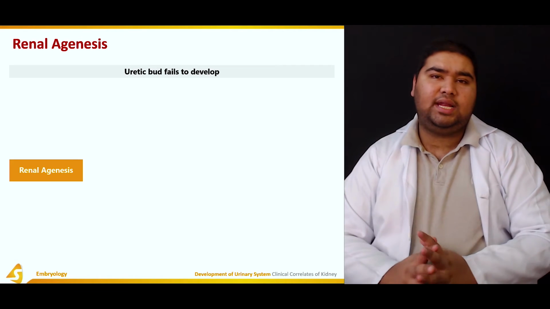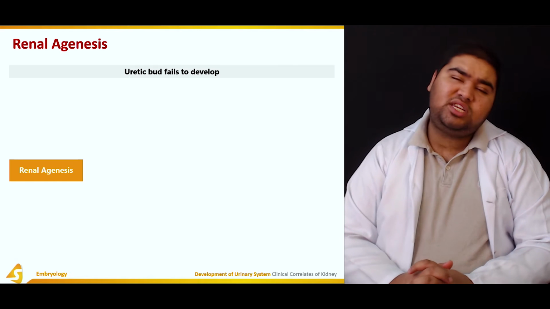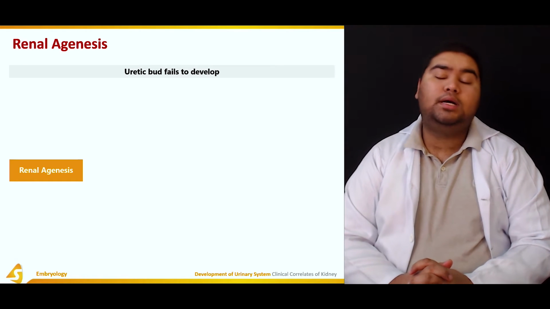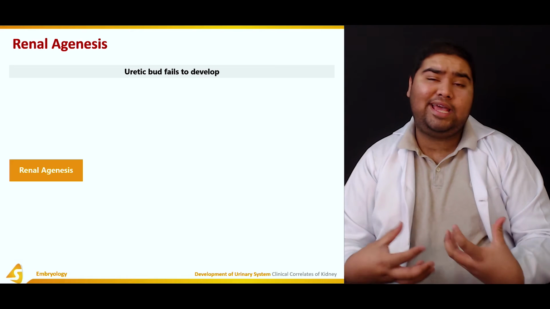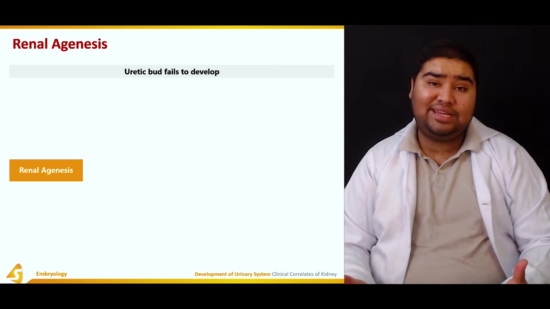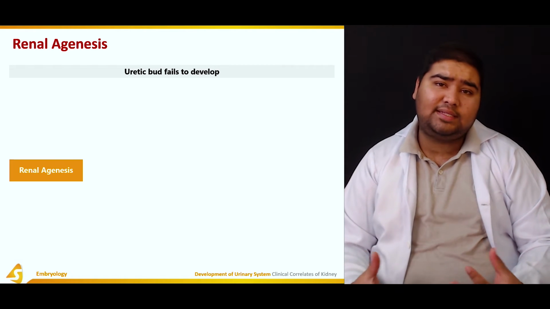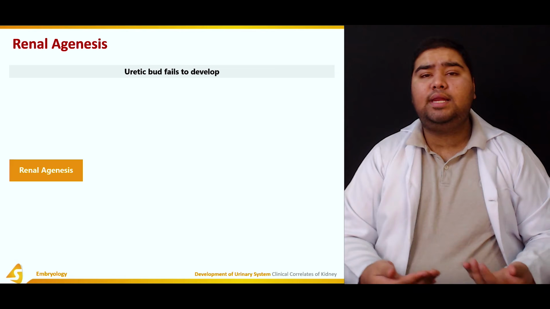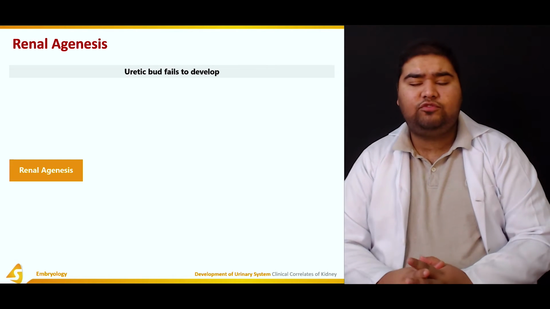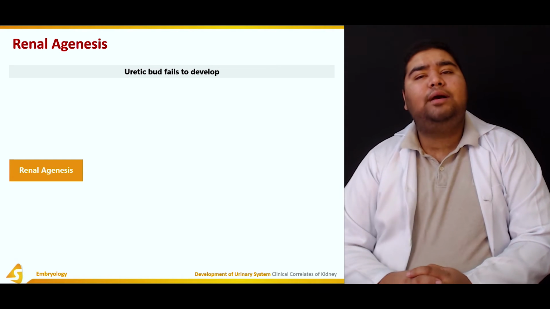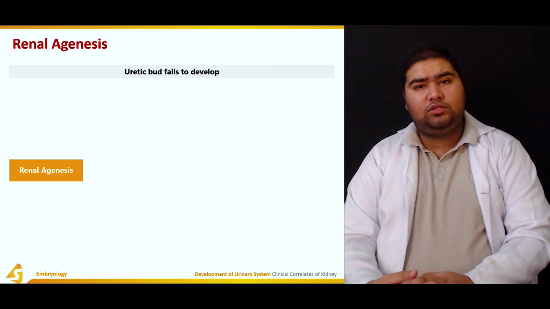So what is renal agenesis? Agenesis means a kidney does not develop. Genesis is formation. Agenesis is lack of formation. So renal agenesis means the kidney does not form. So how does that happen? The ureteric bud fails to develop.